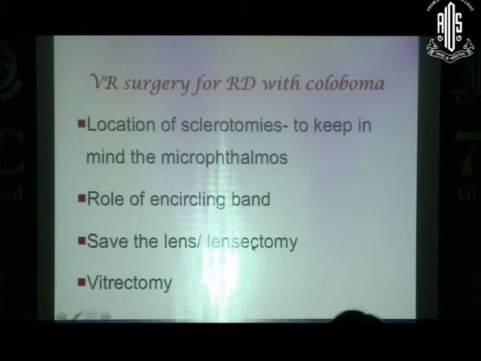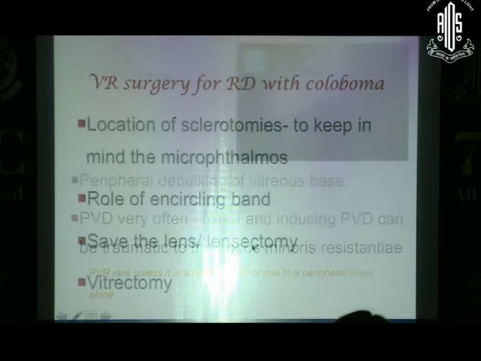Very often you end up sacrificing the lens because of the microphthalmic eye and inability to dilate the pupil properly, etc. Again, the pupil tends to be eccentric because it's drawn towards the colobomatous area. The superior pupil tends to be rigid and doesn't dilate as well, and so you may end up putting iris hooks superiorly so you can do a good vitrectomy.